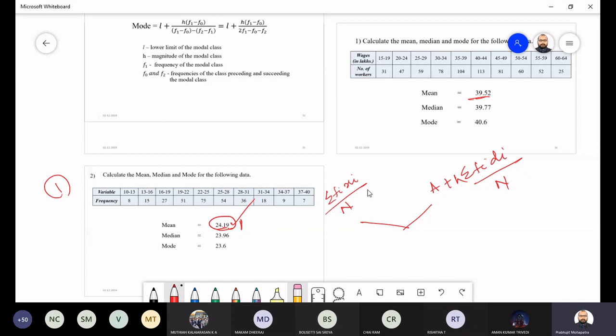So I will share the materials with you. You try to solve these two problems.